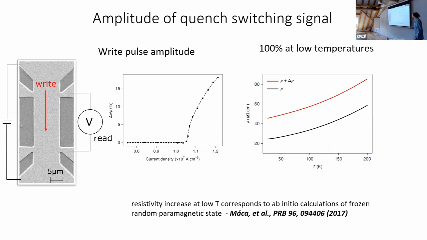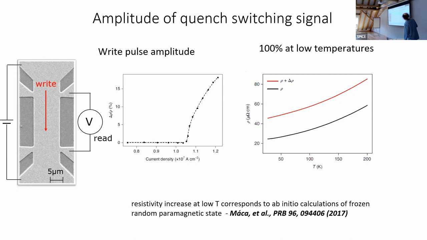And when we cool down the system, we can measure the resistivity difference due to the switching. And we can see that the difference actually stays constant when we are reducing temperature, while the resistivity itself goes down to a residual value. So at low temperatures, the resistivity difference induced by quench switching reaches 100%.